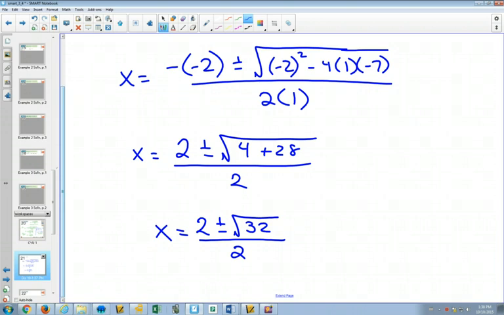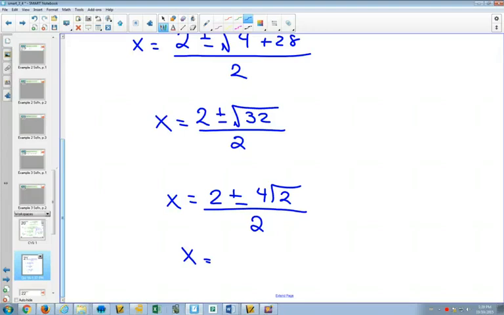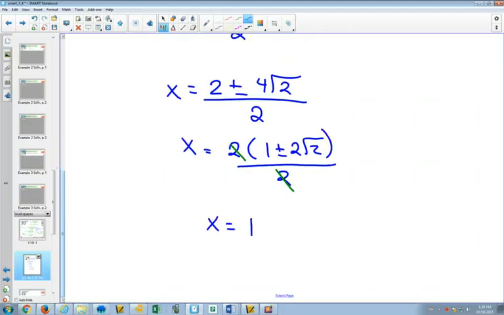Can we simplify the square root of 32? Is there a perfect square that divides 32? Which one? It'll be 4 root 2, yes, because 16 times 2 is 32. And then finally, if there's something in common with the numbers on top, between the 2 and the 4, you can factor out a 2, leaving you with 1 plus or minus 2 root 2, all divided by 2, and then this fraction simplifies to 1 plus or minus 2 root 2.